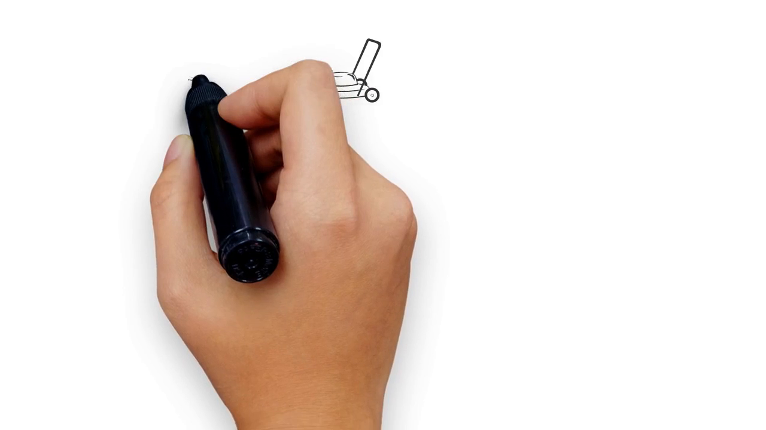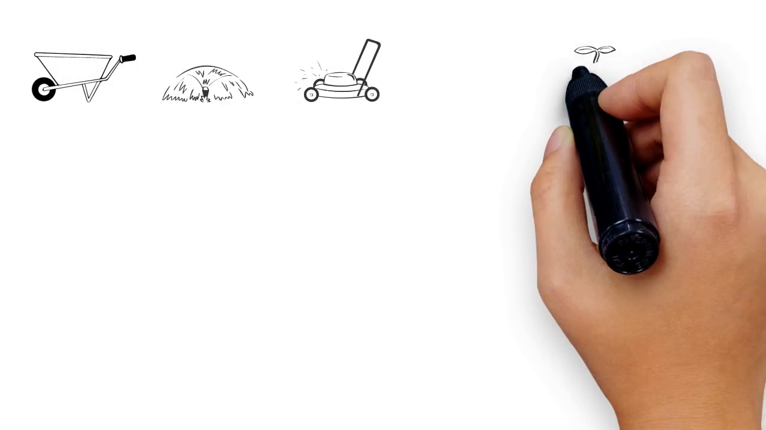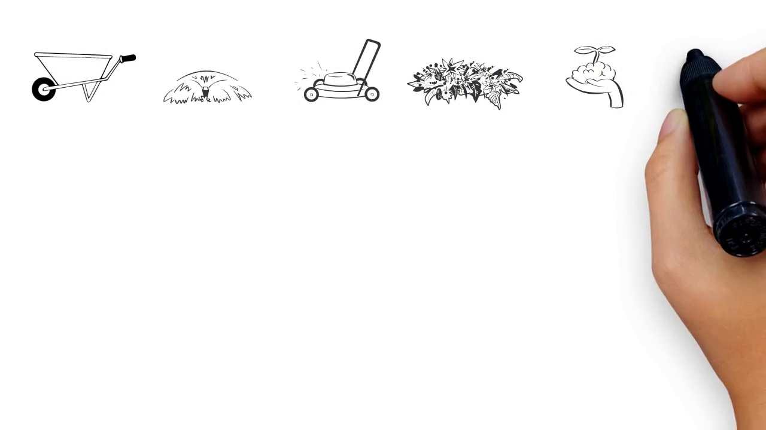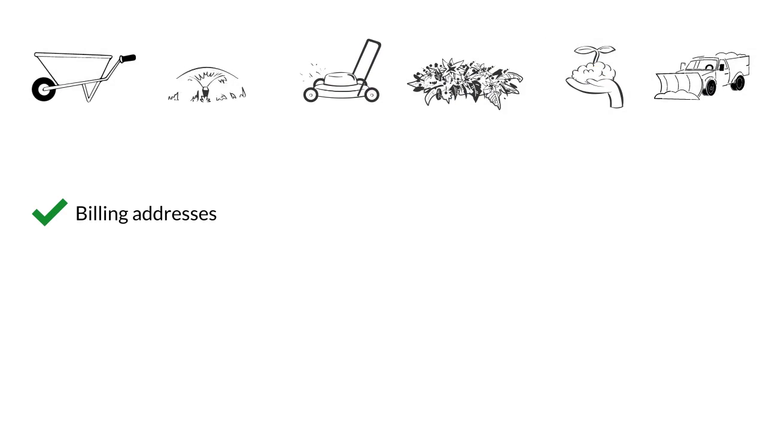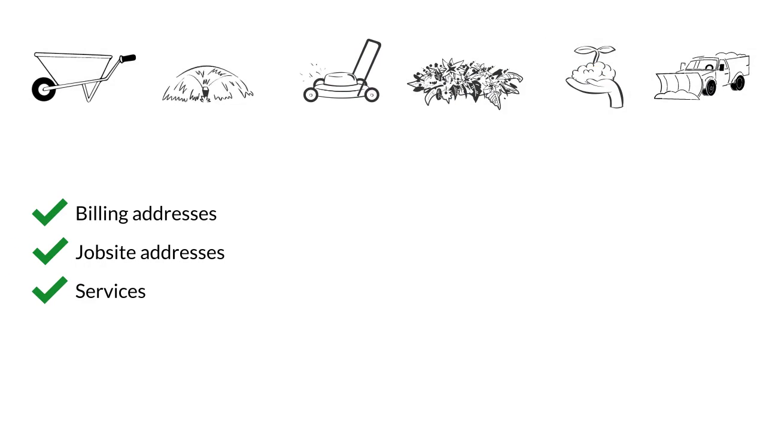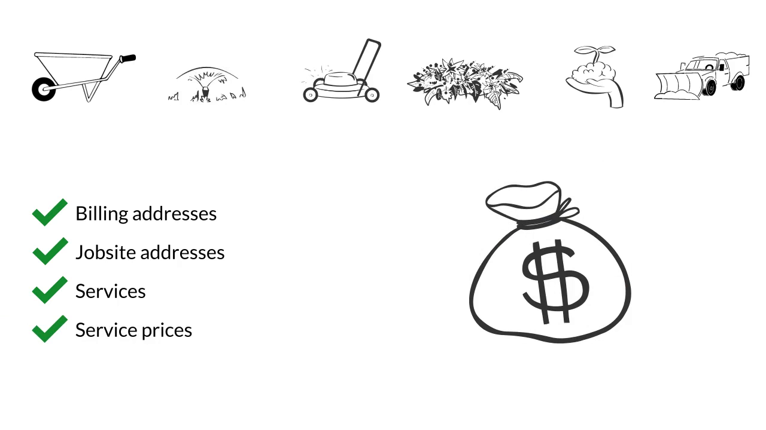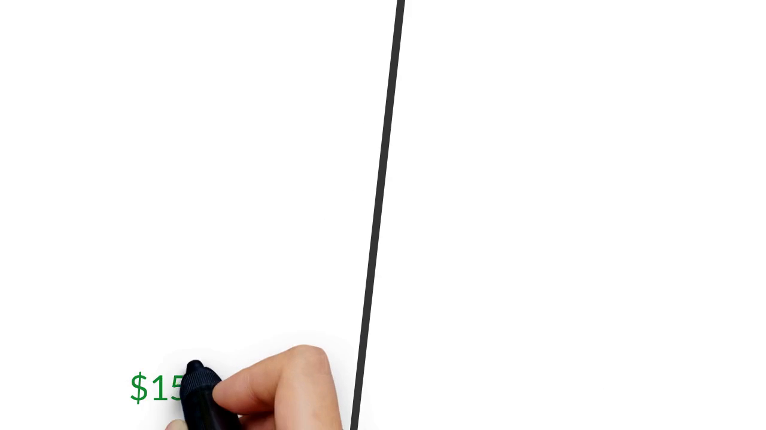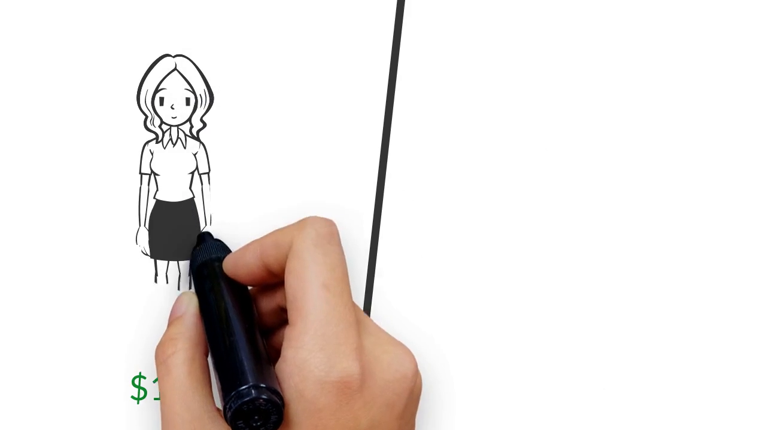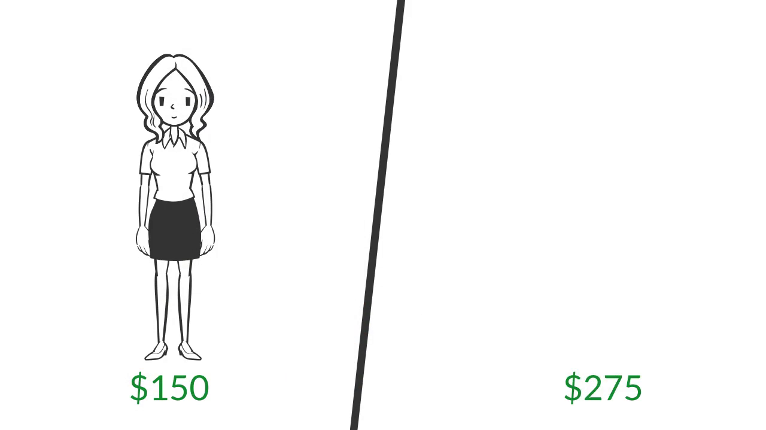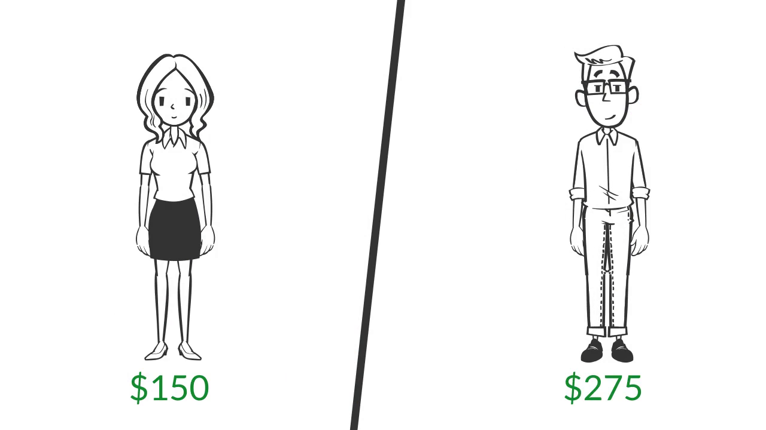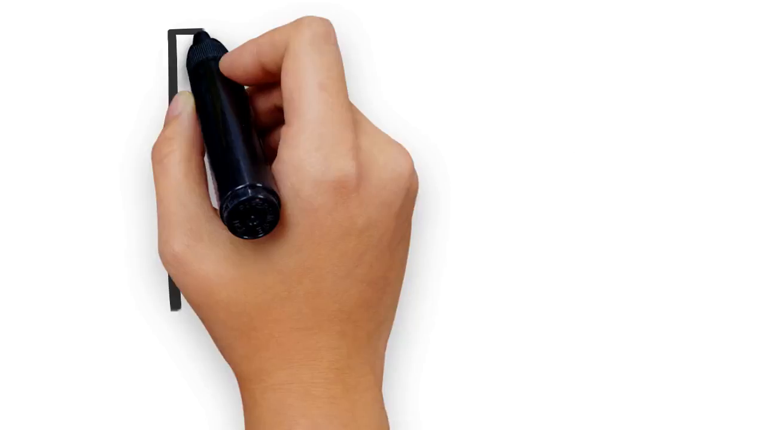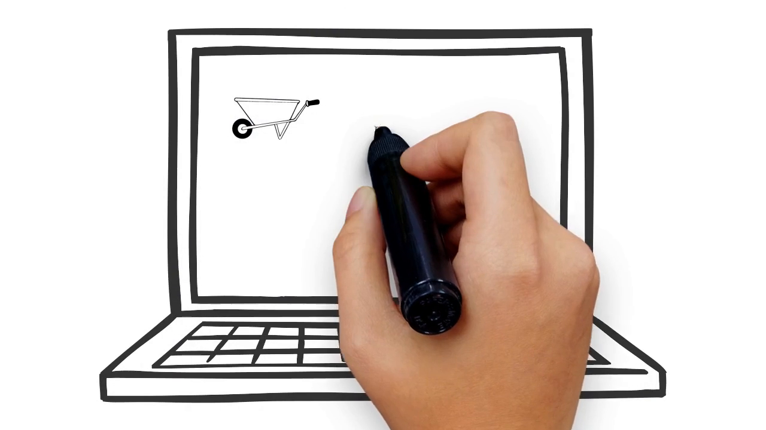The first order of business when beginning to use Groundskeeper Pro is to enter all your customers' information, such as billing addresses, job site addresses, services, and service prices. Each customer's prices are unique for their job site. For example, the lawn maintenance service may be $150 for Mrs. Smith and $275 for Mr. Jones. This is the initial software setup and only needs to be done once. This is the most time-consuming process of getting started.